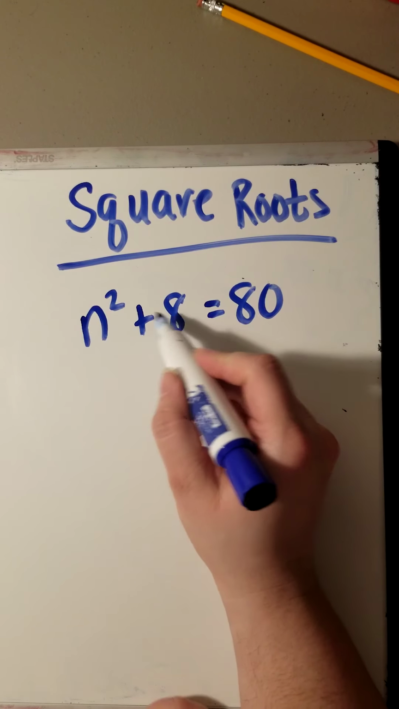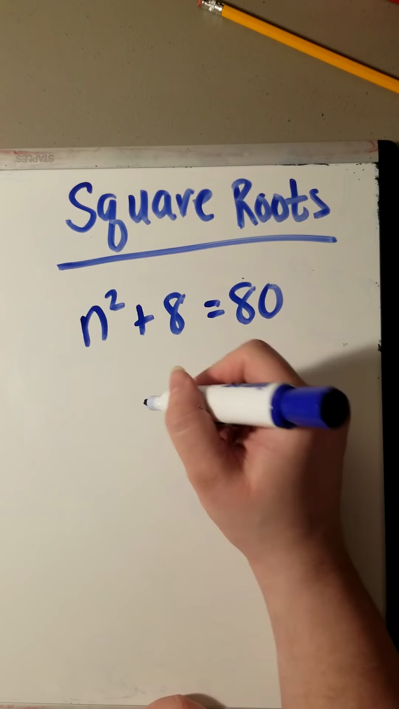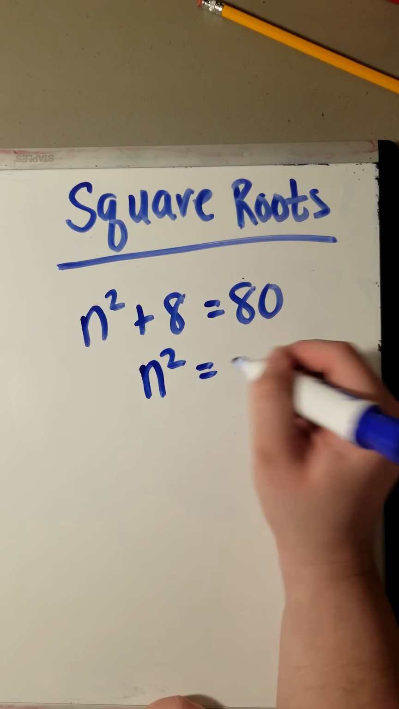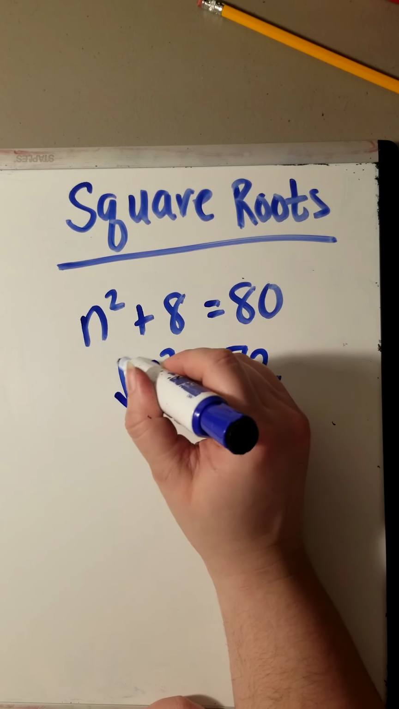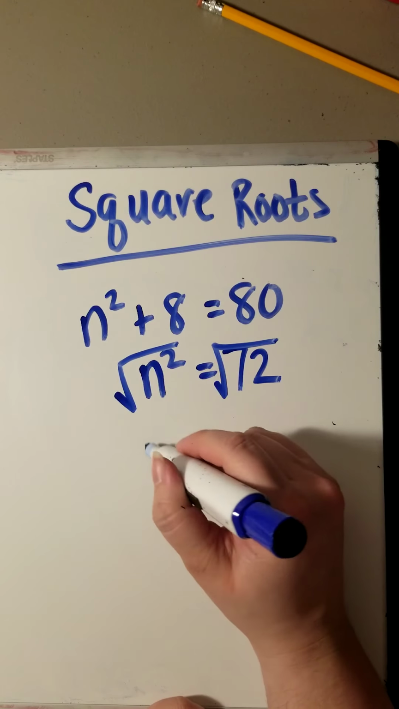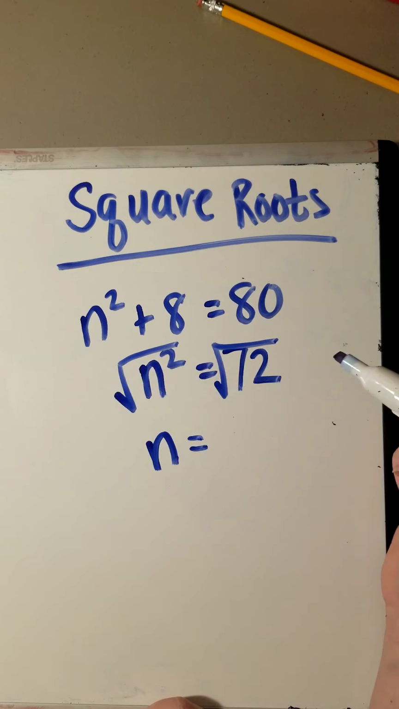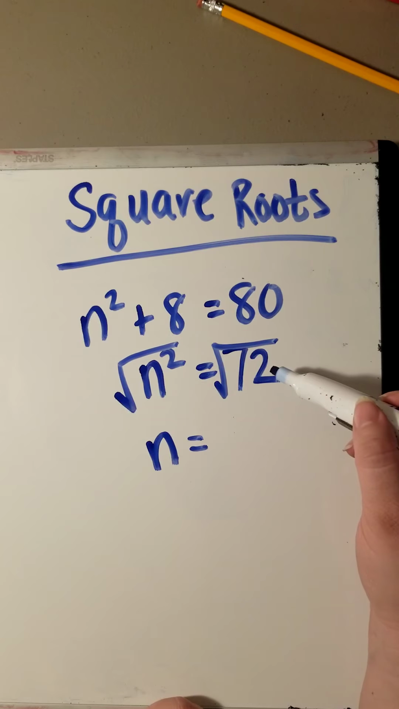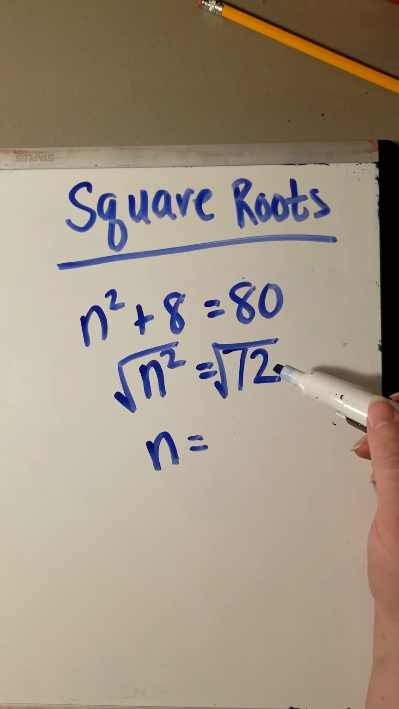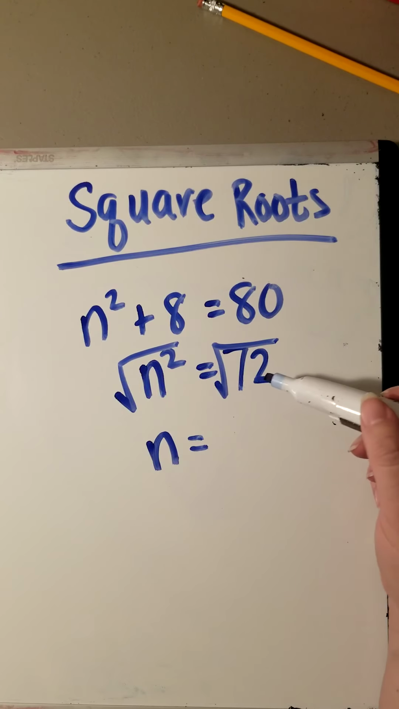Well, if I was to move this 8 over, I'd have to subtract 8, and 80 minus 8 is 72. If I take the square root of both sides, I'd have n equals, but this isn't a perfect square. Remember, those perfect squares are all the numbers that multiply by themselves. They're all the doubles that you talked about when you were really young and learning to multiply.